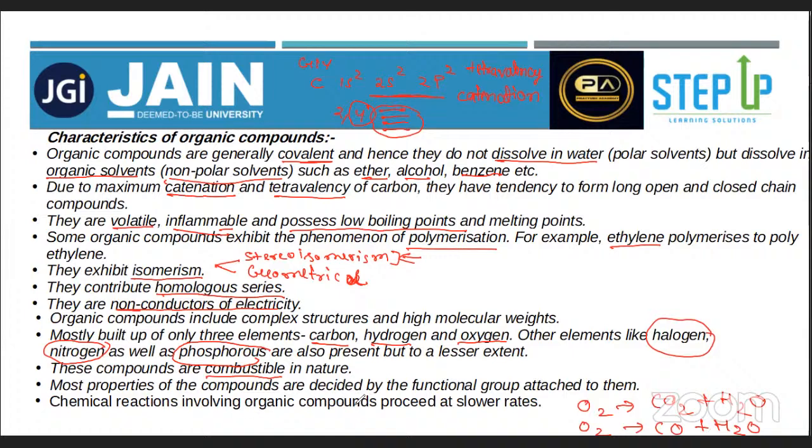Most properties of a compound are decided by the functional group attached to it. We'll study what those functional groups are, like the acidic group, sulfonic acid, nitro group, and halo group. Based on them, the properties of the compounds also change. Chemical reactions involving organic compounds proceed at a slower rate because they're very unreactive. In a few cases where you have pi bonds, they'll be reactive, but otherwise they'll not have pi electrons. In the case of carbon, it is very rare. So that's why they'll mostly proceed in a very slow manner.